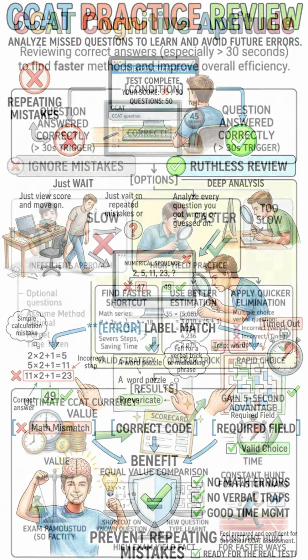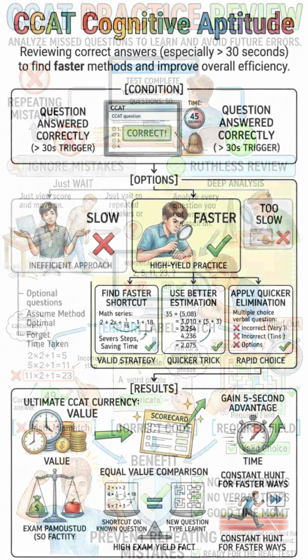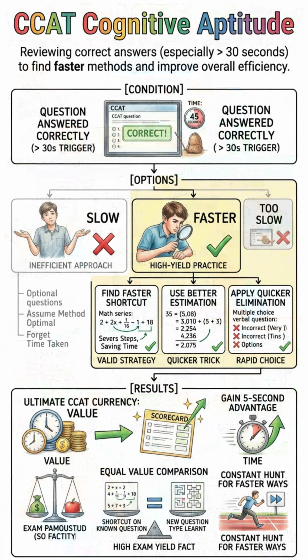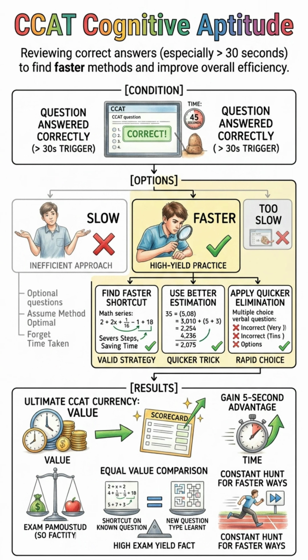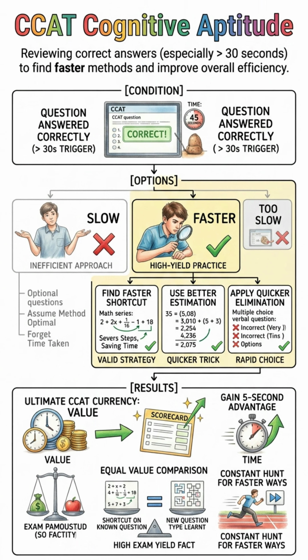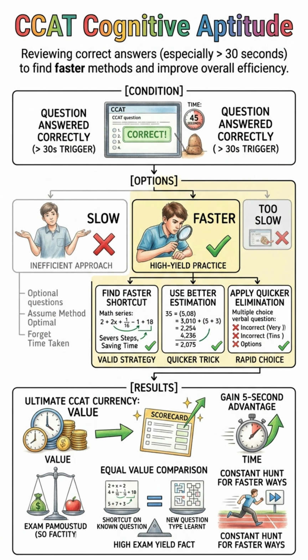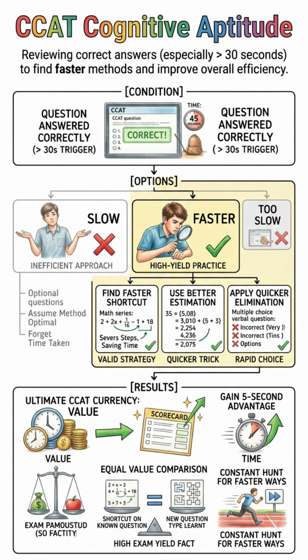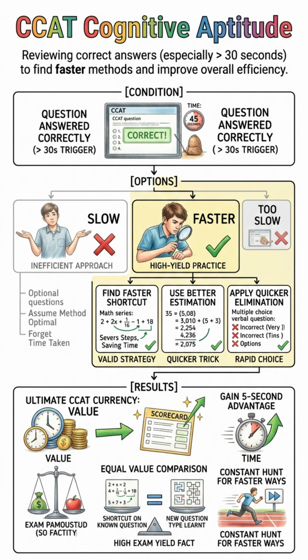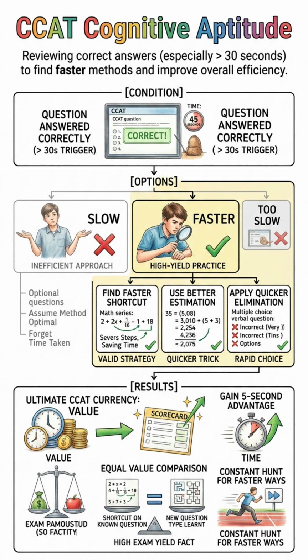You should also review the questions you got right, especially the ones that took you more than 30 seconds to solve. Ask yourself if there was a faster shortcut, a better estimation trick, or a quicker elimination method you could have used instead. Finding a 5-second shortcut on a question you already know how to solve is just as valuable as learning how to answer a completely new question type. Efficiency is the ultimate currency on the CCAT, and you must constantly hunt for faster ways to arrive at the correct answer.